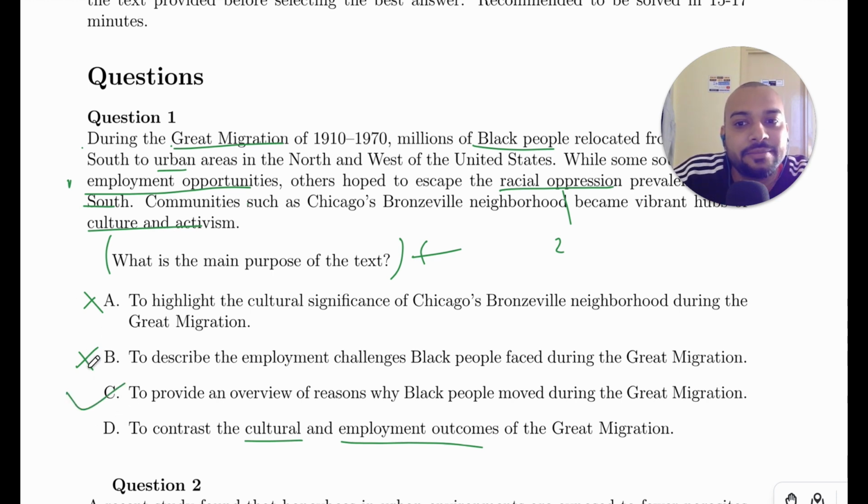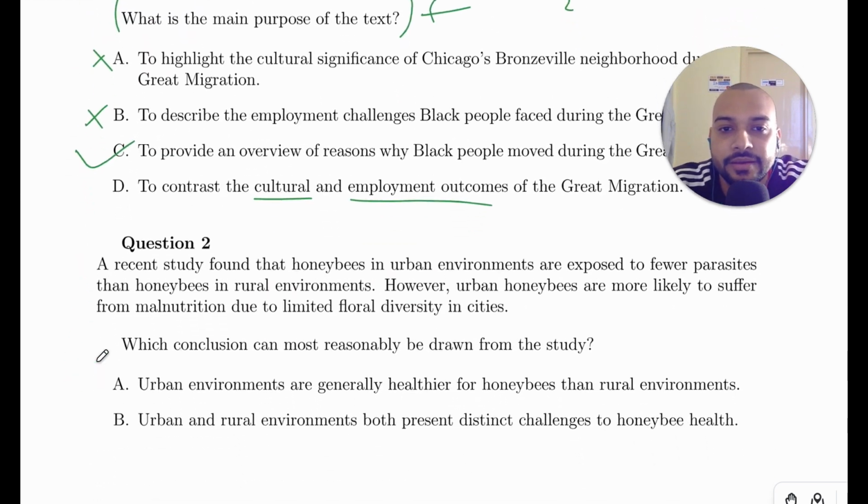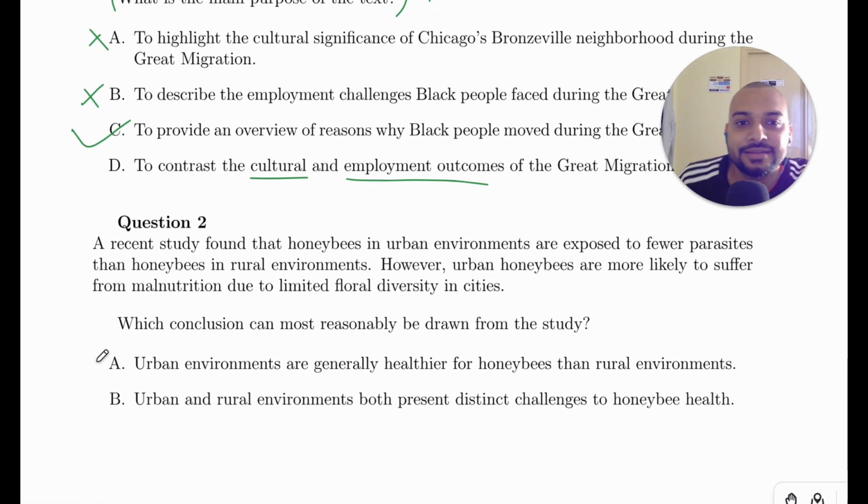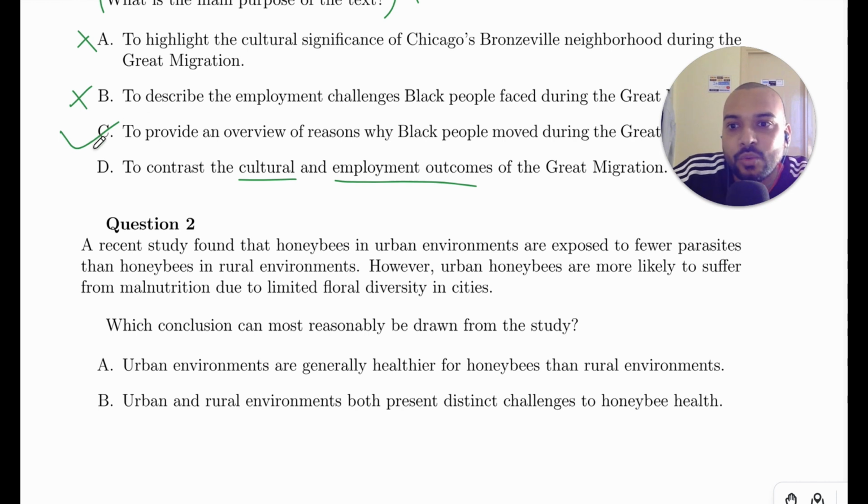It covers what is there in the passage in the most comprehensive and wholesome way. That would be our right answer, option C. I hope many of you got this correct. Let's look at question 2.